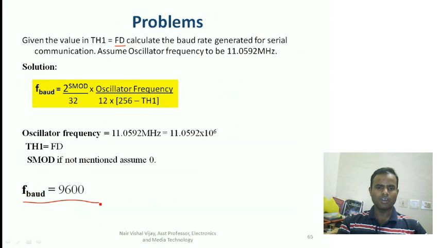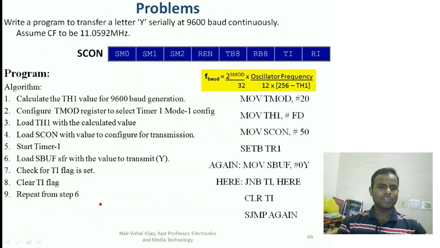So let's move ahead with one more program. Okay, now the question given to us is to write a program to transfer the letter Y serially at 9600 baud continuously. Assume clock frequency to be 11.0592 megahertz. And it's a very simple program provided you understand. Now you need to know SCON register configuration and F baud.